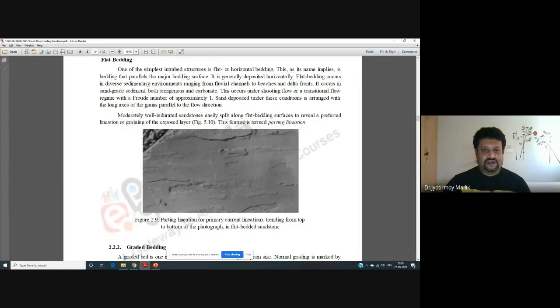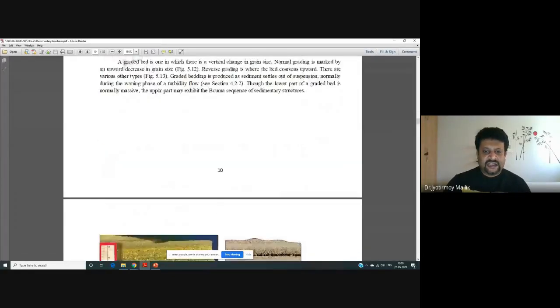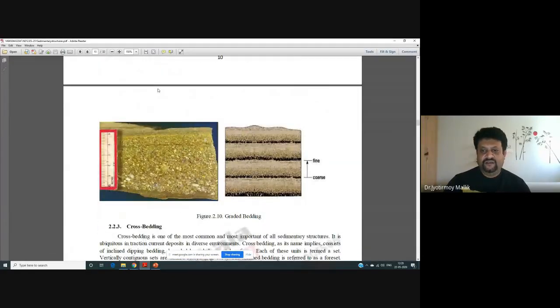And of course, flat beddings are often associated with parting lineations, and you know what parting lineations are. So I'm not going to describe them, but this is also a syndepositional primary structure. Okay. Then comes the topic of graded bedding, and you know graded beddings more than me, I hope, because your memory is fresh from your sedimentology class. So it can be either fining upward bedding or coarsening upward bedding.